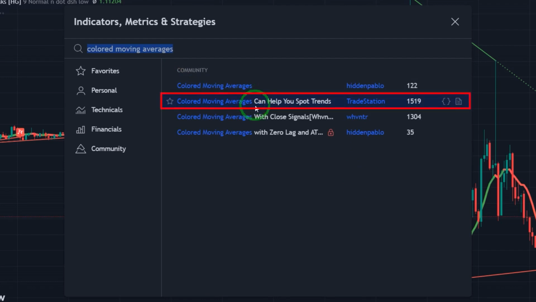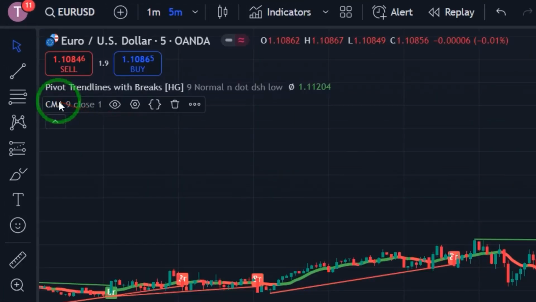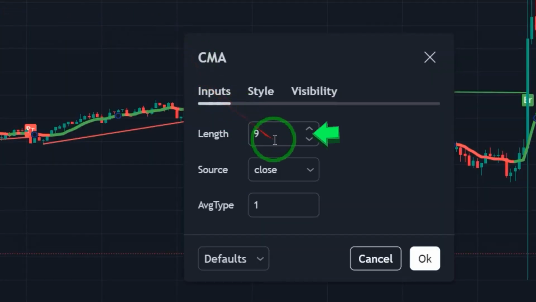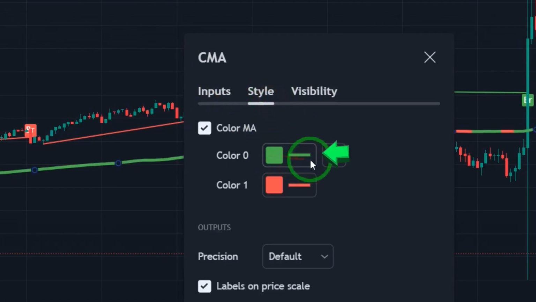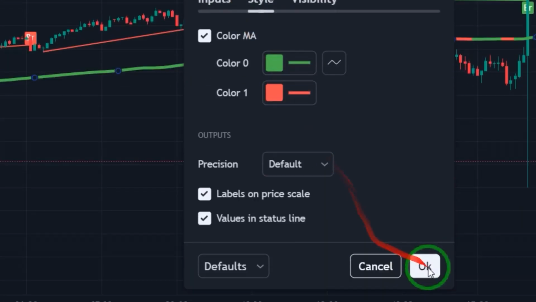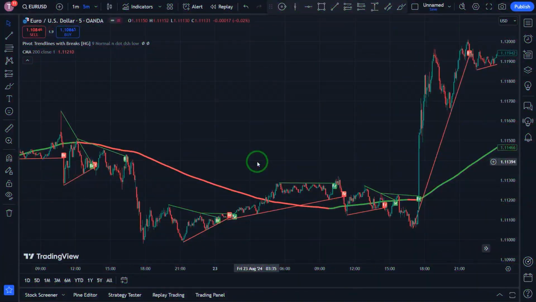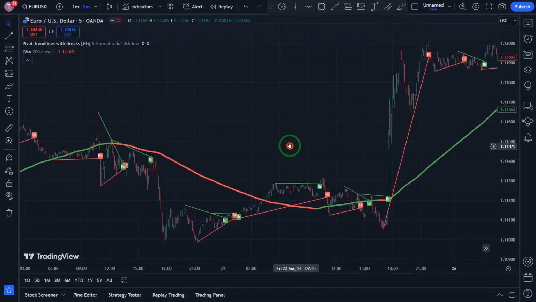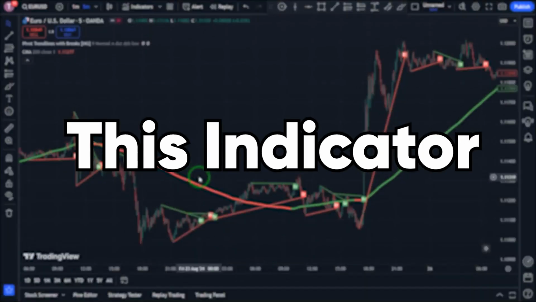Once we find it, we click on it to add it to our chart. Now, as usual, we need to go to its settings and make adjustments so that we can use this indicator effectively. Now that we have made all the necessary changes, I need to teach you how to use this indicator.